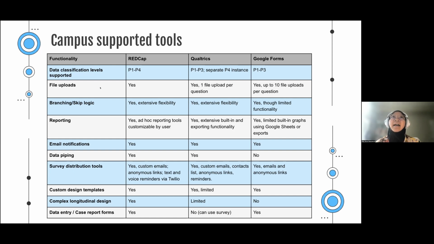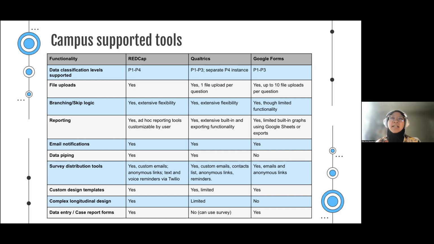In terms of file upload, REDCap, Qualtrics, and Google Forms can all do this. But there's one thing that I would like to highlight here in terms of the branching and logic building in REDCap. We believe that REDCap has a really good amount of flexibility in terms of designing the survey.